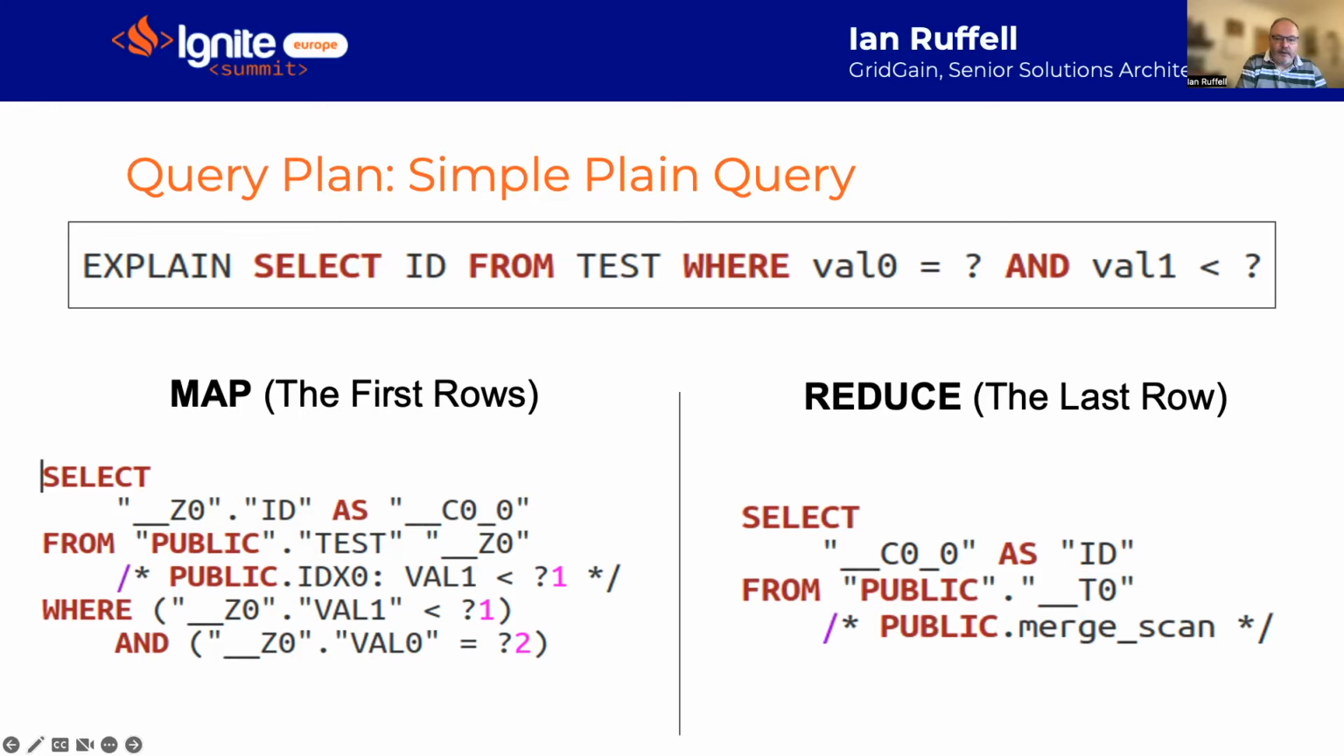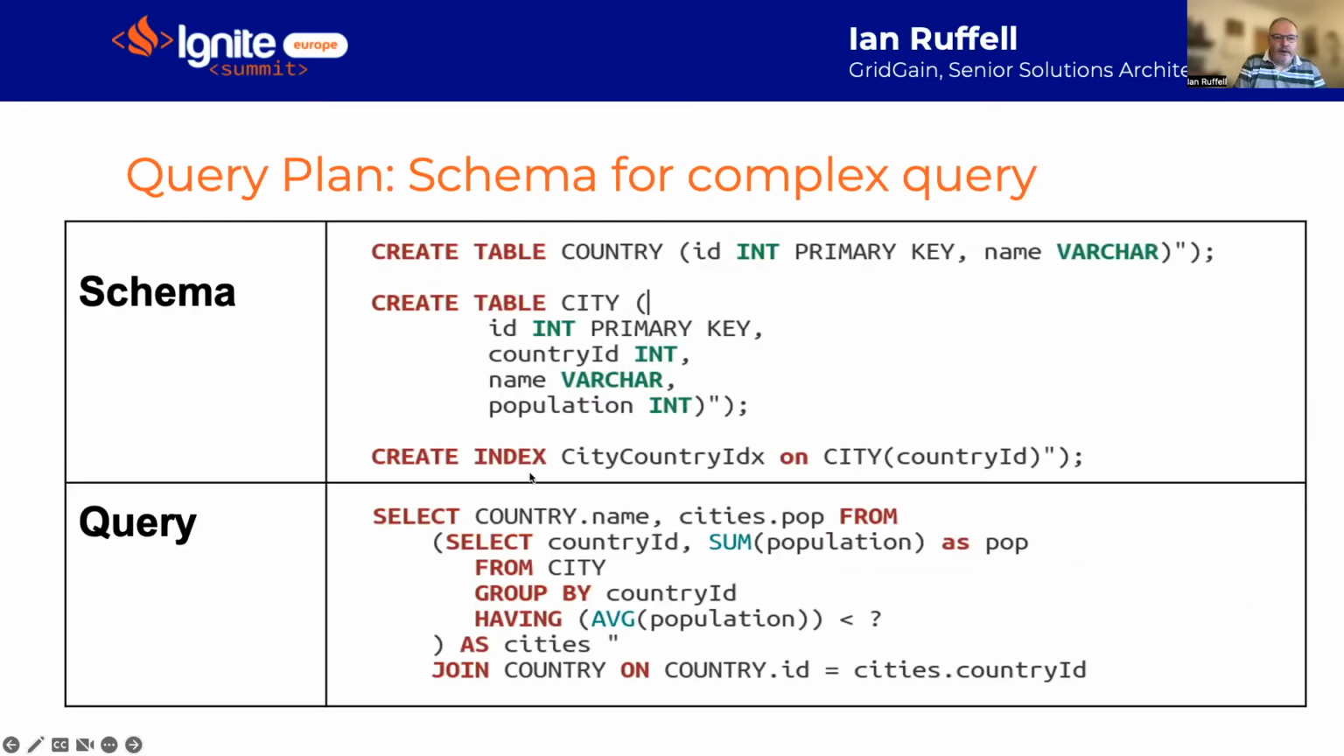For this particular query, it would be just 2 rows, and the last one was always the reduce part. In this case, it looks pretty good because it leverages an index on IDX 0. You can see that here, public IDX 0. And on the reduce side, it's pretty minimalistic. The merge scan here means that the reducer is trivial and effective. So it'll only fetch and merge partial results from the mappers. So let's have a look at a slightly more complex query now.